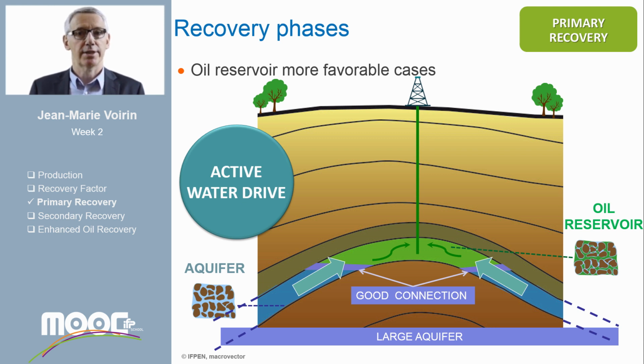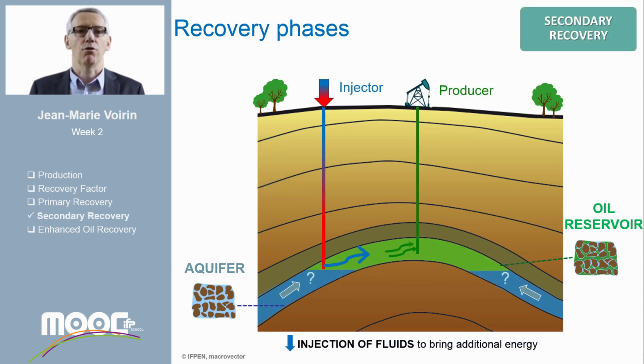The active water drive is the most favorable case of primary recovery and may lead to a recovery factor of more than 50%, sometimes as high as 70%. Combination of these mechanisms may also take place in the same reservoir. However, most often, natural energy provided by the different primary mechanisms is limited and recovery remains low.